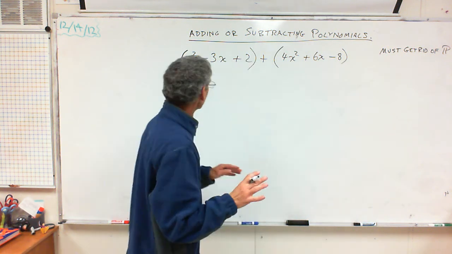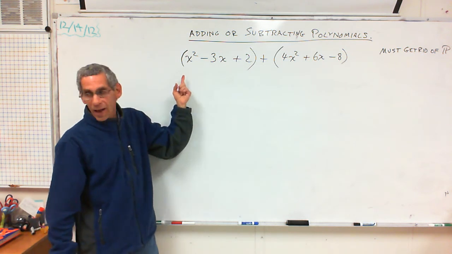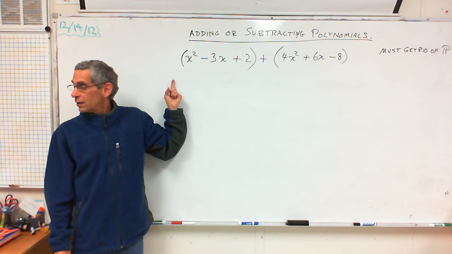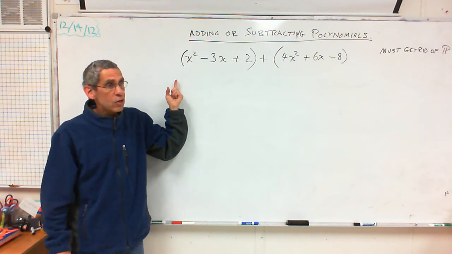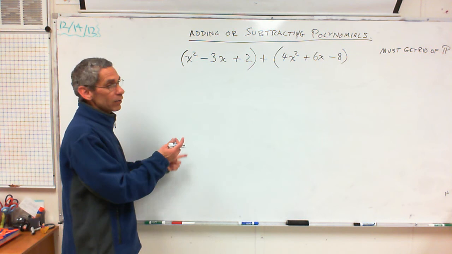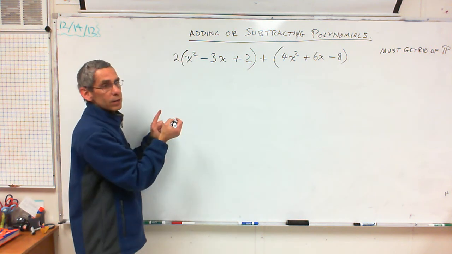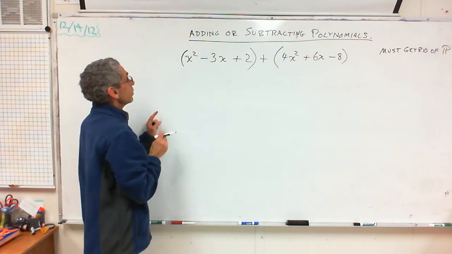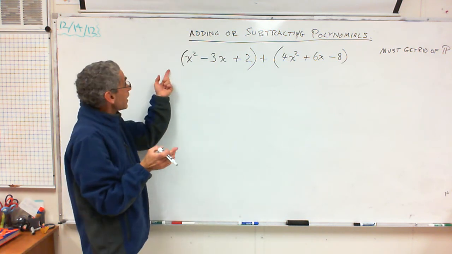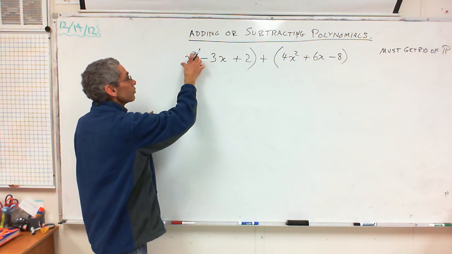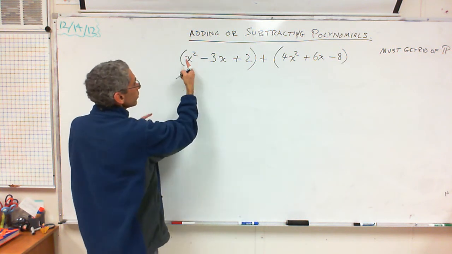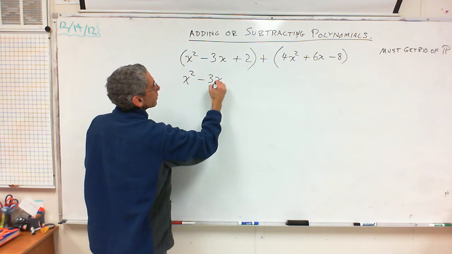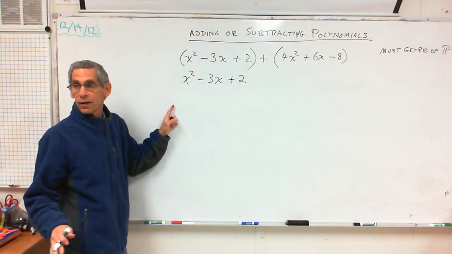They are. Okay, so I've got two trinomials, and I have to get rid of the parentheses. Do I need these parentheses right here? No. Why? Because there's no negative sign. If there was a positive 2 or any kind of a 2 there, I'd have to distribute. But since there's no negative, I don't need those parentheses. So I'm going to rewrite it down below: x squared minus 3x plus 2. And I don't have any parentheses now.